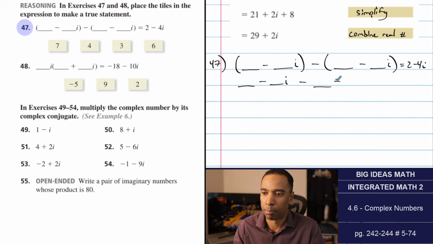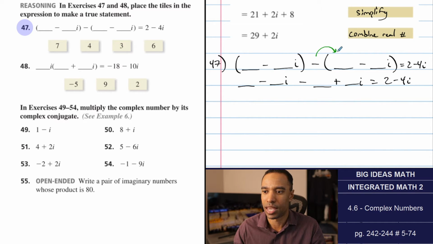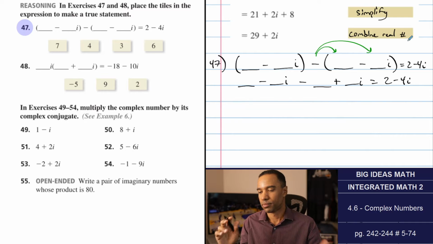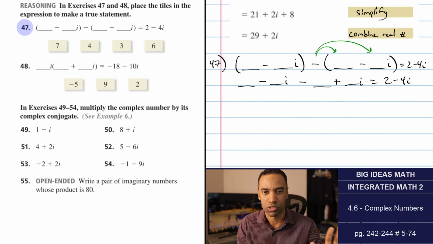And it's something plus something i right here equals 2 minus 4i, because we're distributing this negative, right? This thing distributes like that. Let me take care of sniffles for a second.